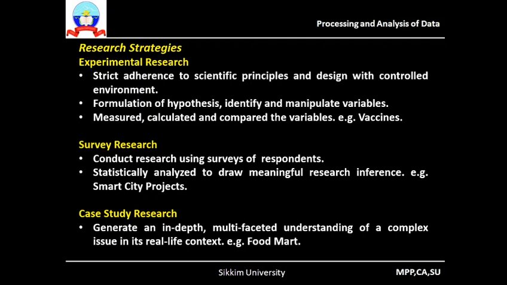So experimental research is based on formulation of hypotheses, identification of variables, formation of heuristics, and then manipulating the variables to see the effects. In case of experimental research, everything is measured, calculated, and compared in order to generalize the result to the scientific domain. So these are the attributes of experimental research. Now let us move on to survey research.